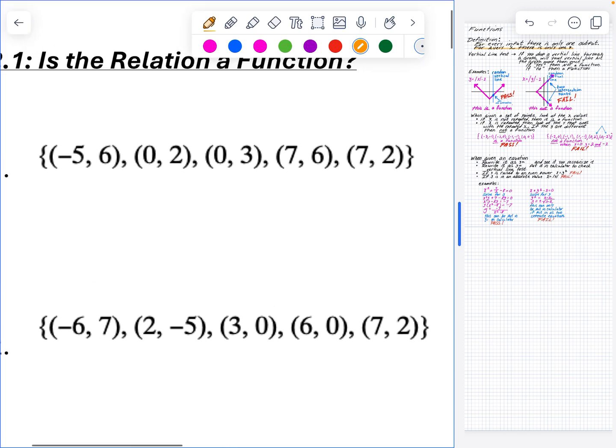If we look at this, all we're going to do is look at the x values. This is the only time there's a -5. But right here, x is 0, and right here, x is 0, but there are two different y's. This time when x is 0, there's a y equals 2, and this time when x is 0, there's a y equals 3. So this is not a function.